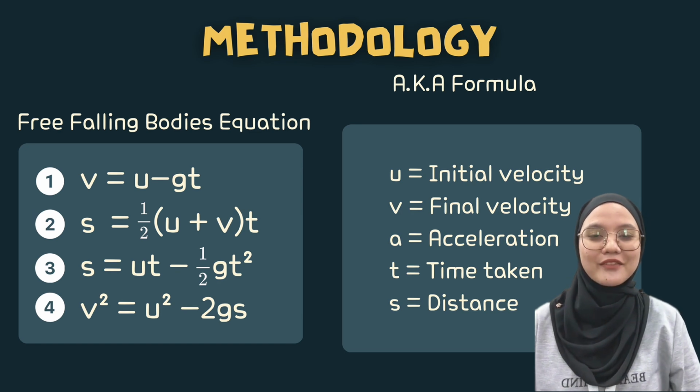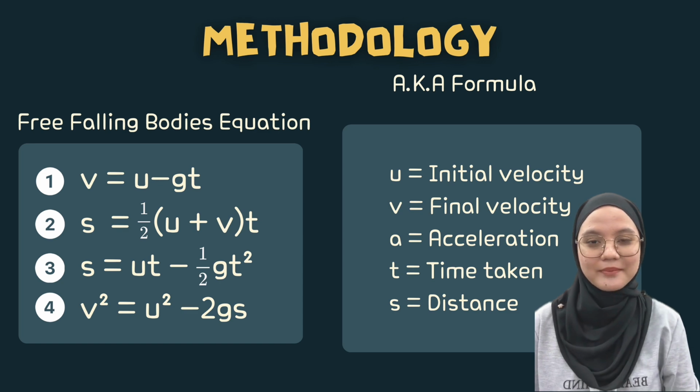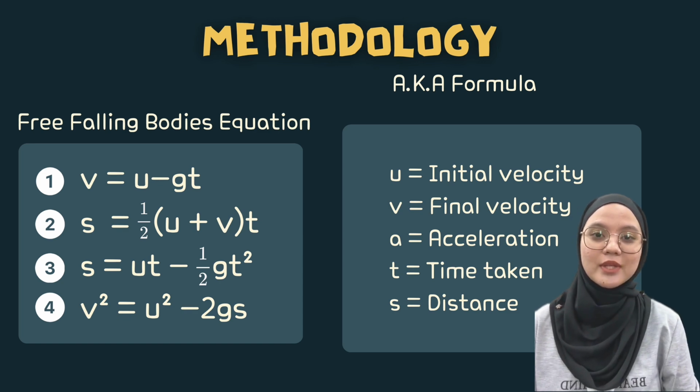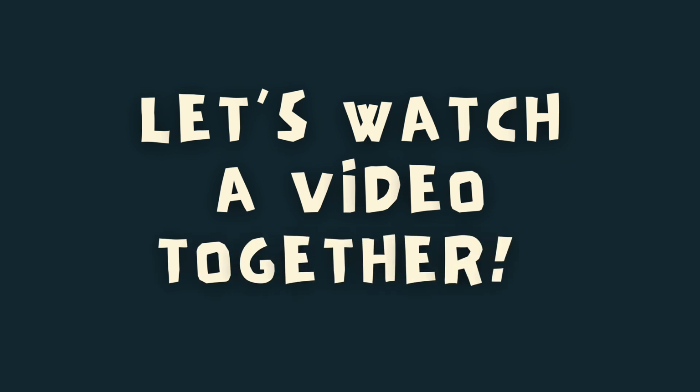Now, let's look at the variables of the formula, which are U, V, A, T, and S. First, U is referred to initial velocity, meanwhile V is referred to final velocity. Next, A is acceleration, T is time taken, and lastly, S is referred to distance or displacement. Now, let's watch a video together.